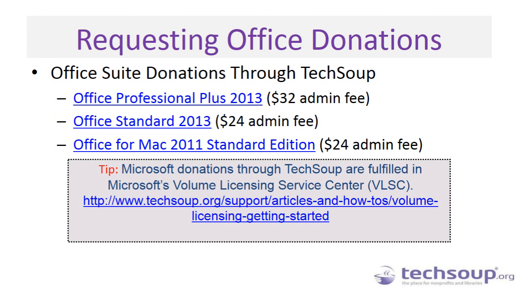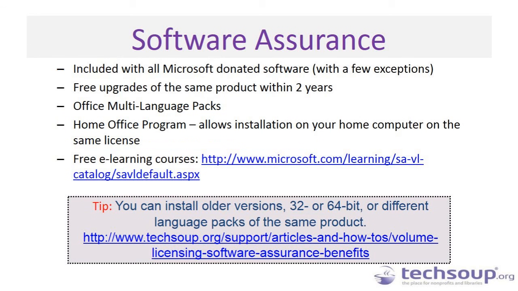And that happens pretty quickly, especially if you're already in TechSoup system as an eligible organization. And so I included some info here with a link to the Volume Licensing Guide, how to get started and how it works. And I also want to mention that if you have requested Office through TechSoup in the past 2 years, you may be eligible to upgrade for no cost through the software assurance benefit that comes with all of the products donated through Microsoft's program with TechSoup, with very few exceptions.